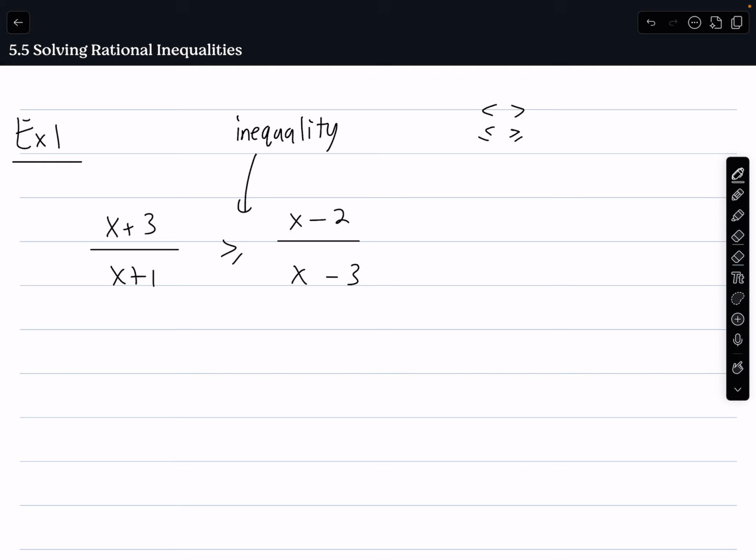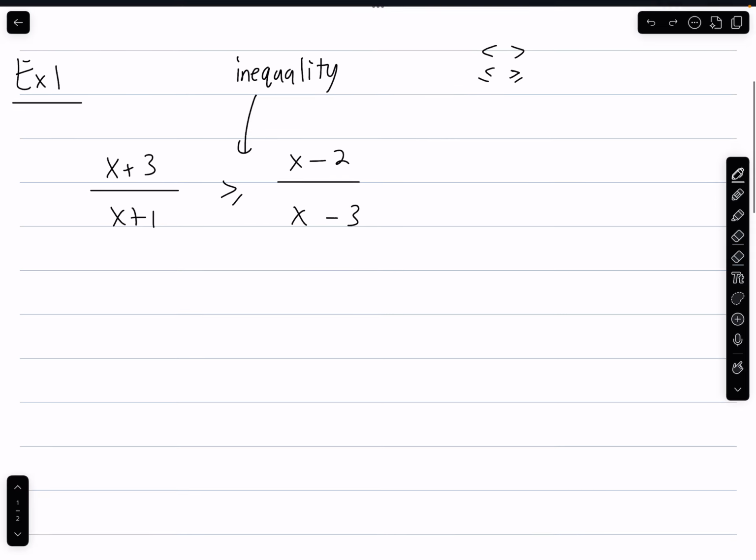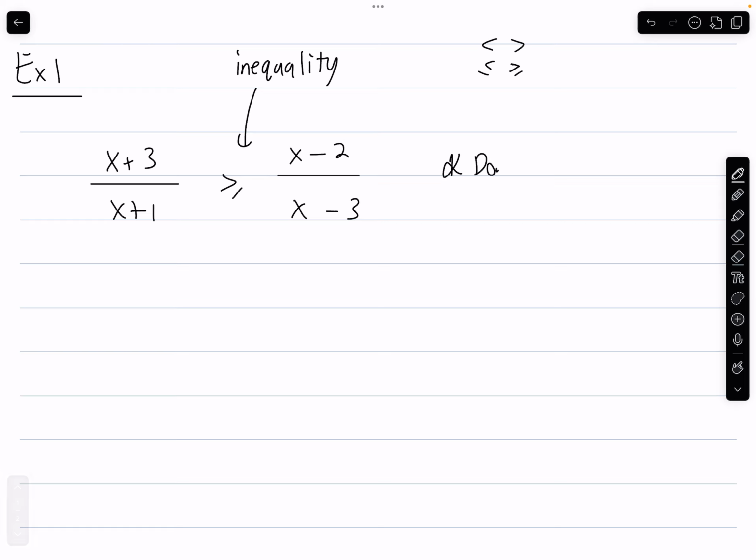So the first thing we're going to do is bring everything to the left side. Now notice, a lot of people would think, oh, we just cross multiply as if we're solving a rational equation. We don't do that in rational inequalities. Okay, this is very important. I'm going to write this here: don't cross multiply. Otherwise, you're going to mess up the whole inequality.